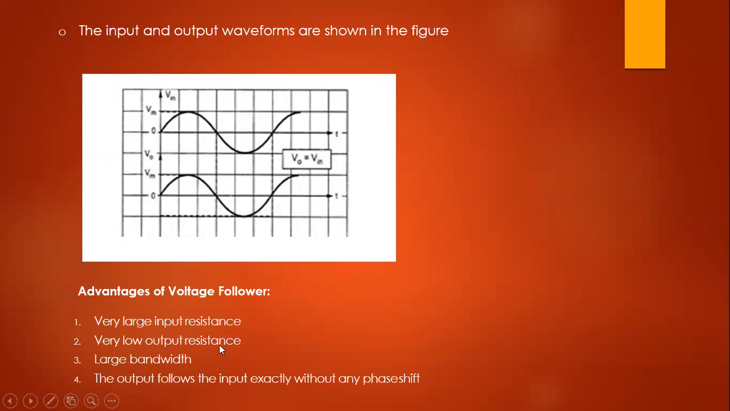Now these are the advantages of the voltage follower. It has very large input resistance, very low output resistance, and it provides large bandwidth, and the output follows the input exactly without any phase shift. This voltage follower circuit is used in many applications as an isolator, and it is also used in impedance matching. So this is about the voltage follower circuit.